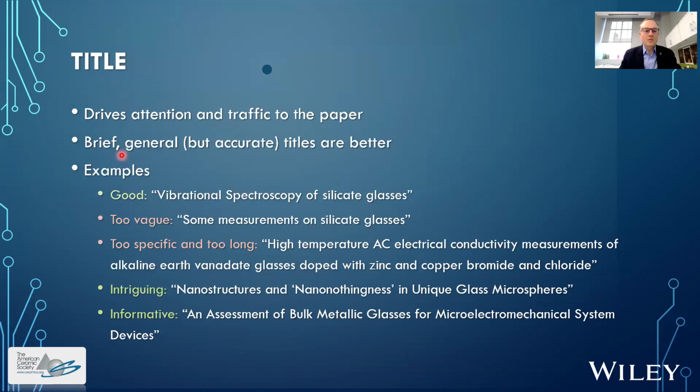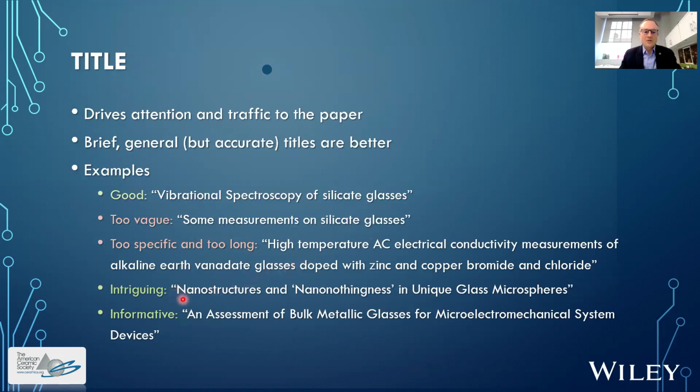So the title should be brief, general, but accurate titles are better. Examples of a good title would be Vibrational Spectroscopy of Silicate Glasses. I know exactly what that's about. Too vague would be something about some measurements of silicate glasses. What types of measurements? One that is too specific and too long would be high temperature AC electrical conductivity measurements of alkaline earth vanadate glasses doped with zinc and copper bromide and chloride. That is too much information and makes it too difficult to find what are the key elements of the title.